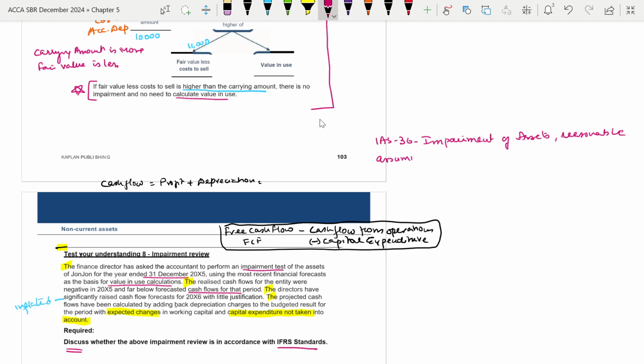Reasonable assumptions and more recent forecast. More recent cash flow forecast. I'm changing the color. When I change the color, it means it is a different sentence.